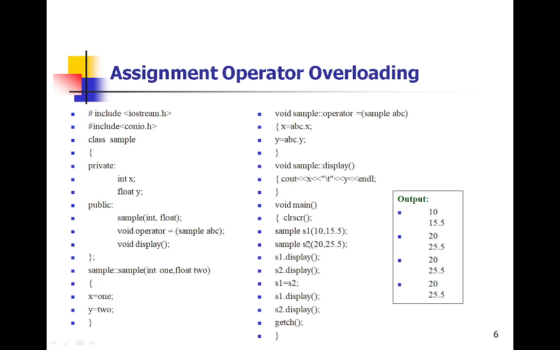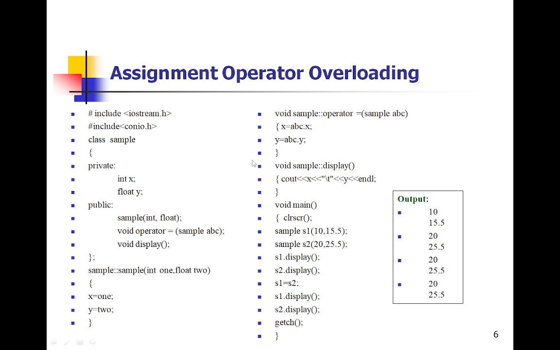Similarly, we create the object s2 for the same class, passing the arguments 20 and 25.5, and it will also display. Then in the next step you can see that s1 is equal to s2. That is why we created the two objects s1 and s2. We are using the assignment operator, the equal to symbol, and we are passing that object value as an argument.